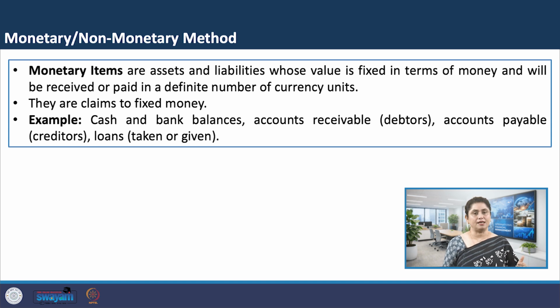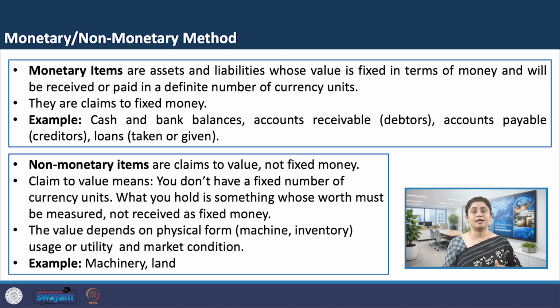Monetary items are assets and liabilities whose value is fixed in terms of money and will be received or paid in a definite number of currency units. They are claims to fixed money. You already know exactly how many currency units you will receive or pay. The number is contractually fixed. For example, cash and bank balances, accounts receivables, accounts payables, loan taken or given.